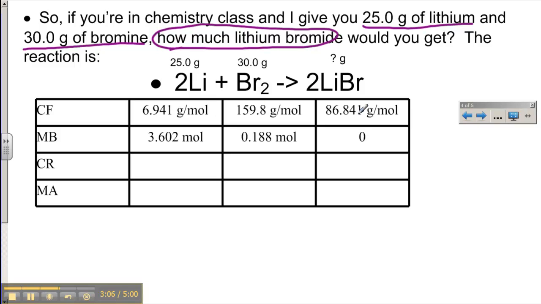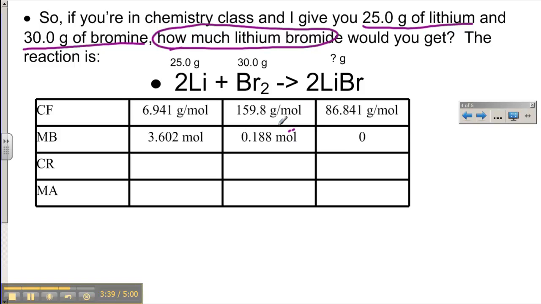So I need my conversion factors because we're dealing with grams here. I need my molar masses. I'm going to convert my 25 grams of lithium to moles. I'm going to convert my 30 grams of bromine to moles, and this is what I get. So when I look at the amount of moles, here's where I can start to look at what my limiting reactant is going to be. Most of the time, the one that is the smaller amount of moles is going to be your limiting reactant.